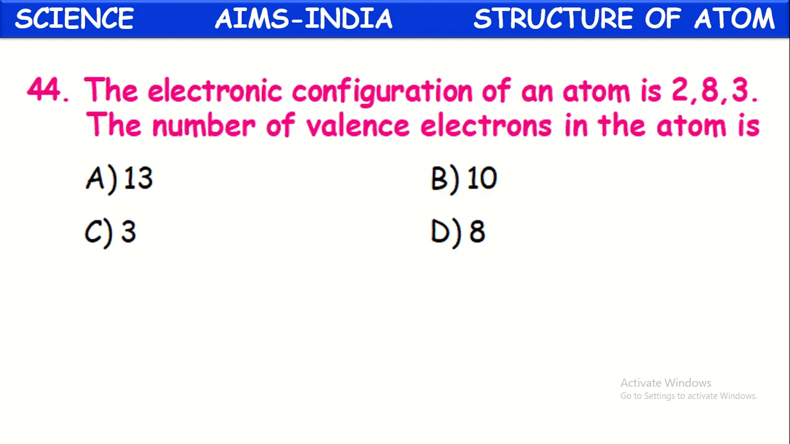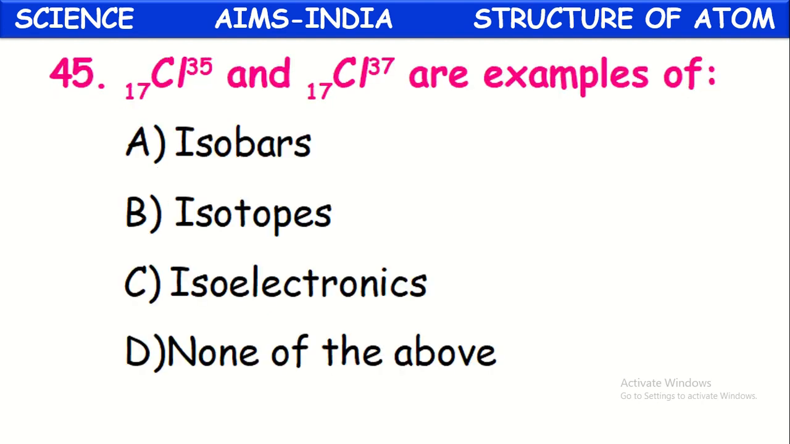Okay. Next. The electronic configuration of an element is 2, 8, 3. The number of valence electrons in that atom is? The electrons present in the last shell of an atom are called valence electrons. So here there are 3 electrons in the valence shell. So the number of valence electrons is 3. Okay, next. Chlorine 35 and chlorine 37 are examples of what relation? These two have the same atomic number but different mass numbers. Then what are they called? Isotopes.